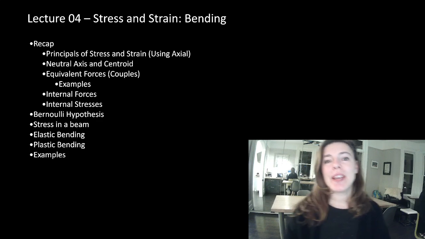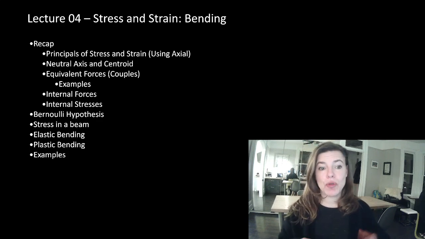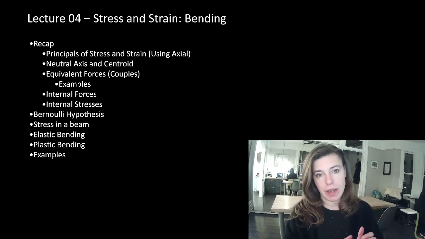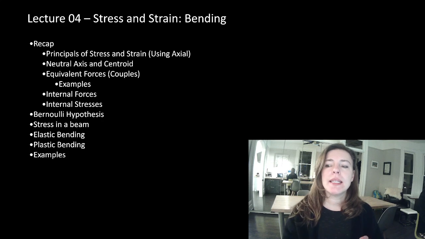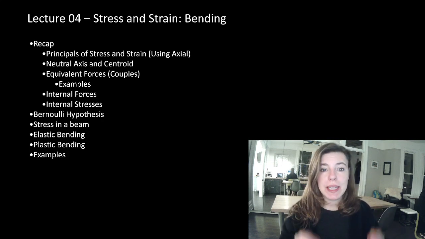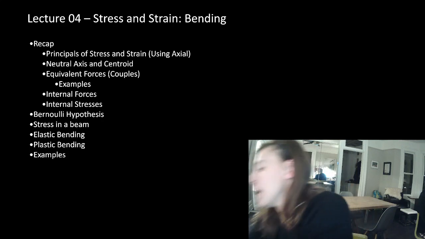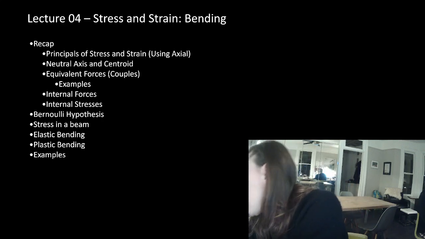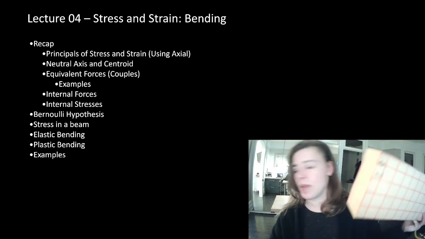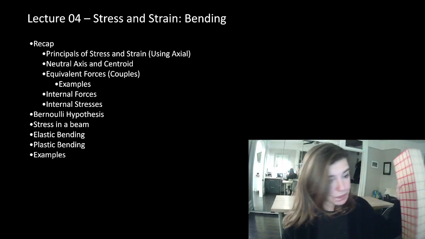Okay, so this week we're going to jump into stress and strain. So the exact same things we talked about last week, but now applied to bending. Now, the important thing to remember is that the basic principles remain the same. And just going to have it handy here is the wonderful foam block.